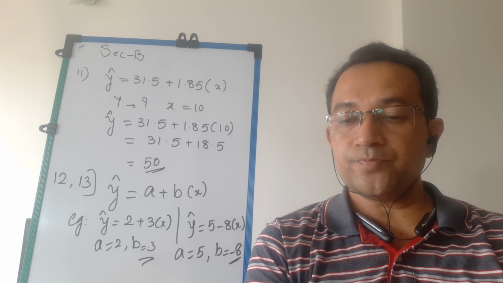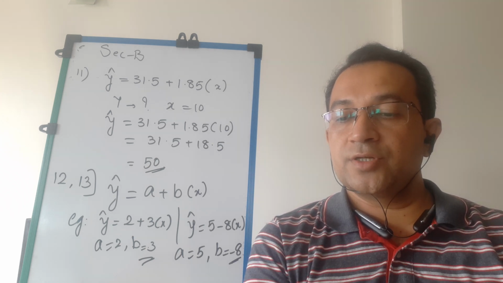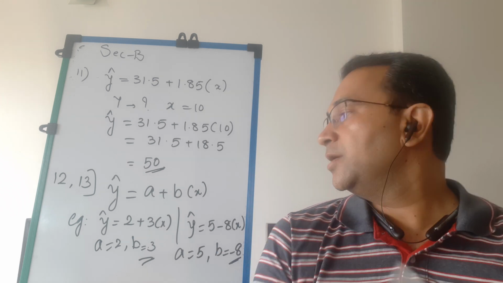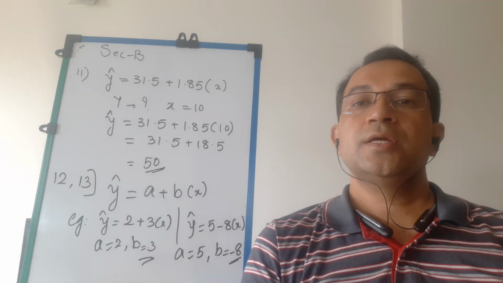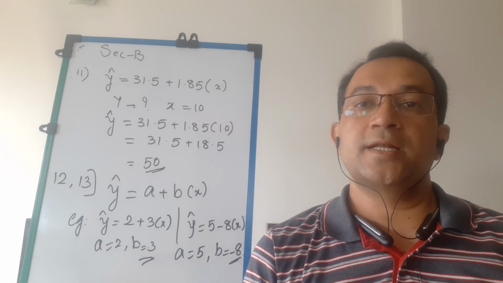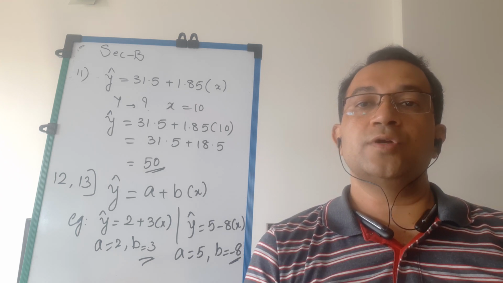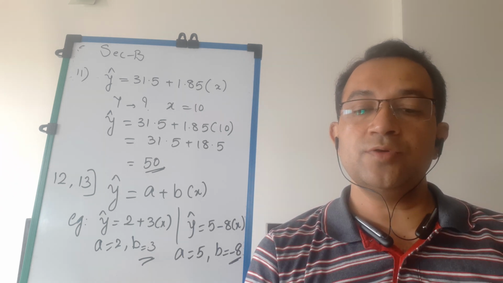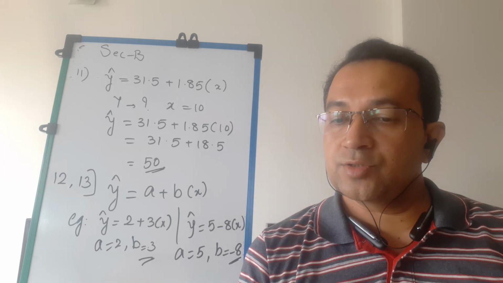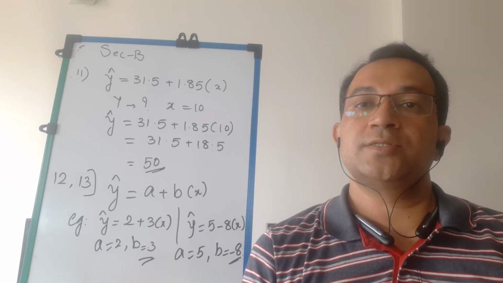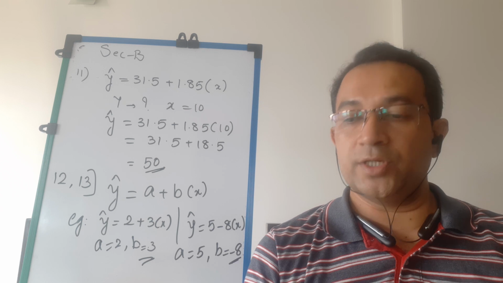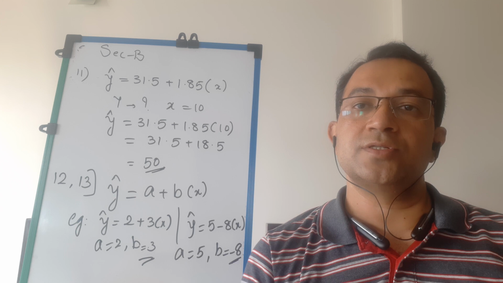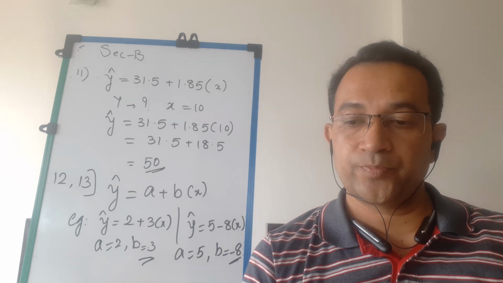12th question. If y and x have the relation y cap is equal to a plus bx and where b is greater than 0, it means b is positive. So directly I told you the value of correlation coefficient r will be plus 1. Perfect positive correlation. So in VSQ 12 the answer is r is equal to plus 1. They have asked what is the value of r? So we can write, students, r is equal to plus 1.